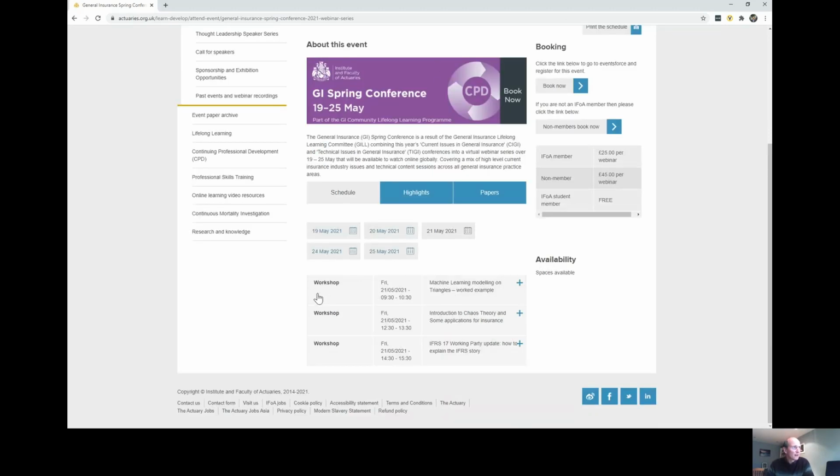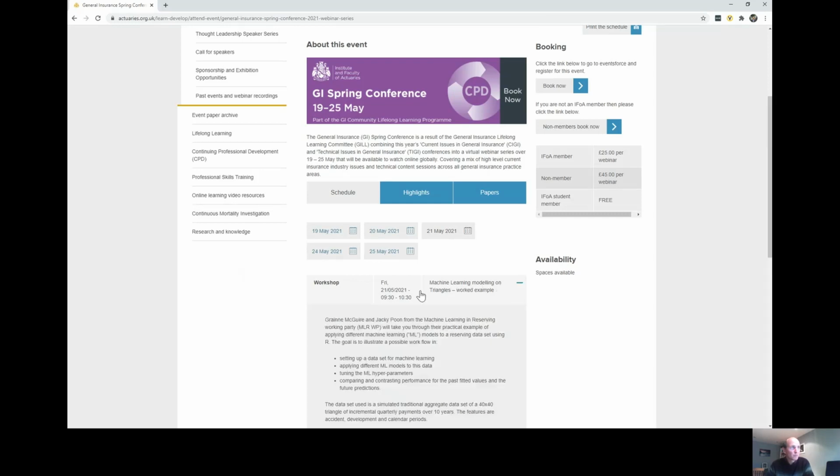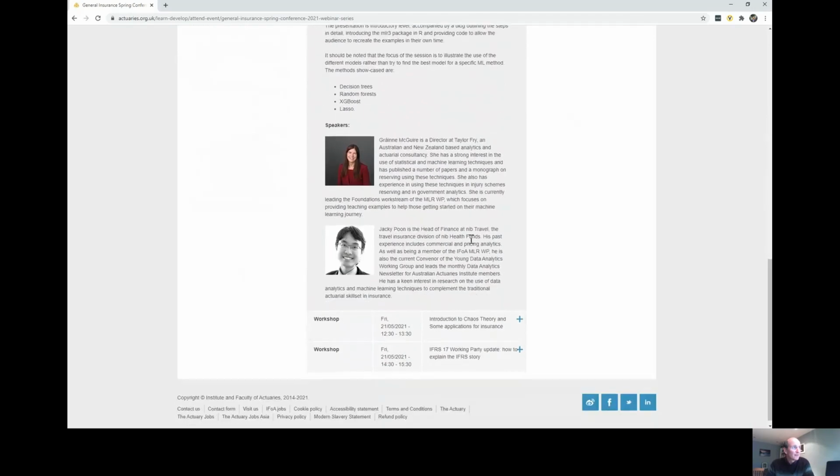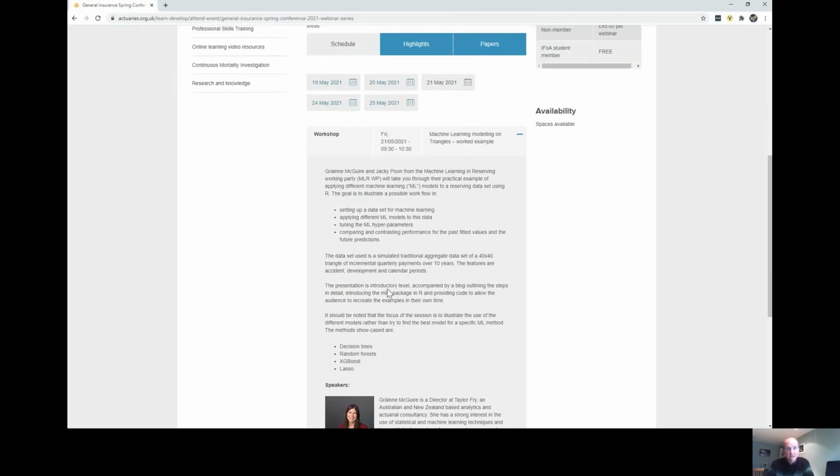Then there's a talk on the Friday morning called Machine Learning Modeling on Triangles, worked example. Again, I don't know these particular speakers personally, but I think this is a really important topic. There's no doubt in my mind that if you're a junior actuary right now, you need to be thinking about coding, thinking about machine learning, and they're going to give you a practical example about how to do that. So I really recommend that you watch that one.